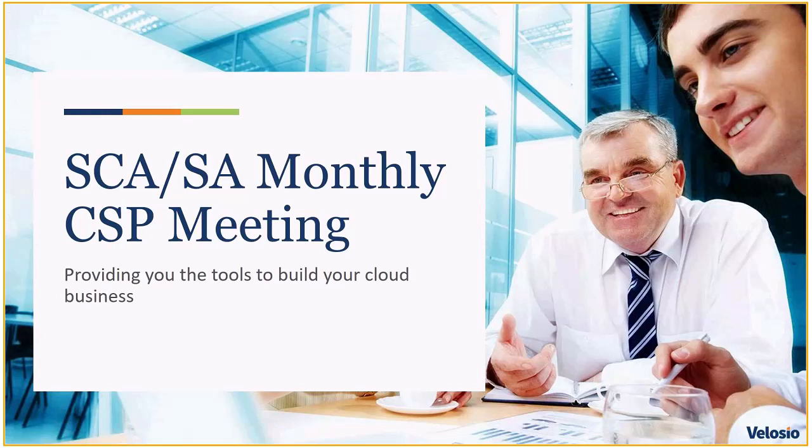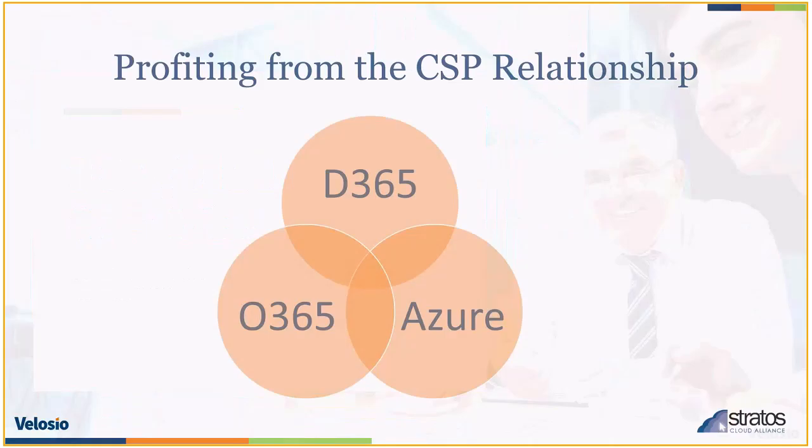To get started, I wanted to start with a conceptual idea. Many of our SCA partners are Dynamics partners. We'll be honest about it, and there's a big shift in what's happening in the market today. Profiting in the CSP world, you're going to have to go all in. You're going to have a strategy for D365. You're going to have a strategy for Office 365 and Azure.